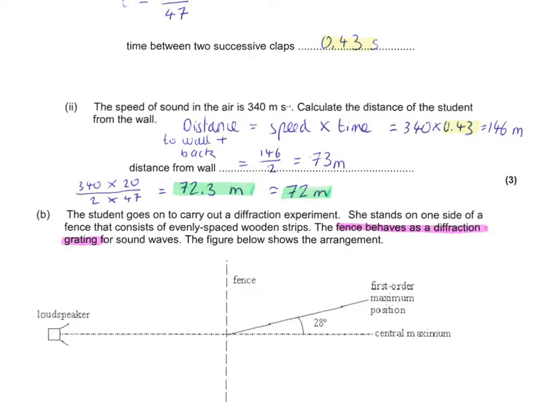The speed of the sound in air is 340 meters per second. Calculate the distance the student is from the wall. Do a simple speed is distance over time calculation, but the distance is the distance the wave travels from the student to the wall and back to the student. She's clapping when she hears the echo, so the distance is to the wall and back. So it'd be speed times the time, 340 times the time from previously, 146 meters. Therefore, the distance to the wall is half of that, 73 meters.